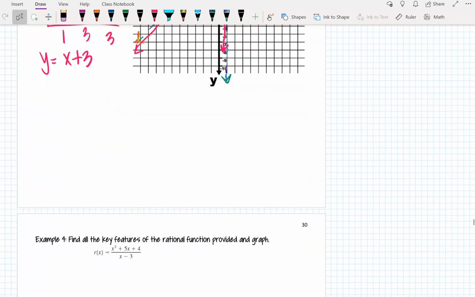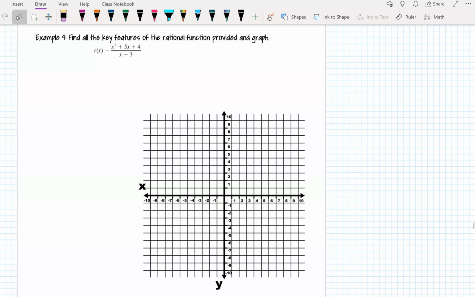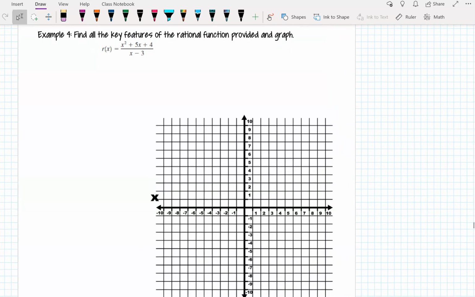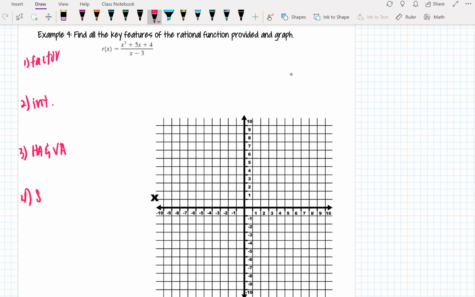So example 4, same idea. I want you to do all those pieces and parts. So you're going to factor, you're going to do your intercepts, you're going to do your HA and VA, and if you have a slant, you're going to graph that, and then you're going to graph on your own. So go ahead and do that now.